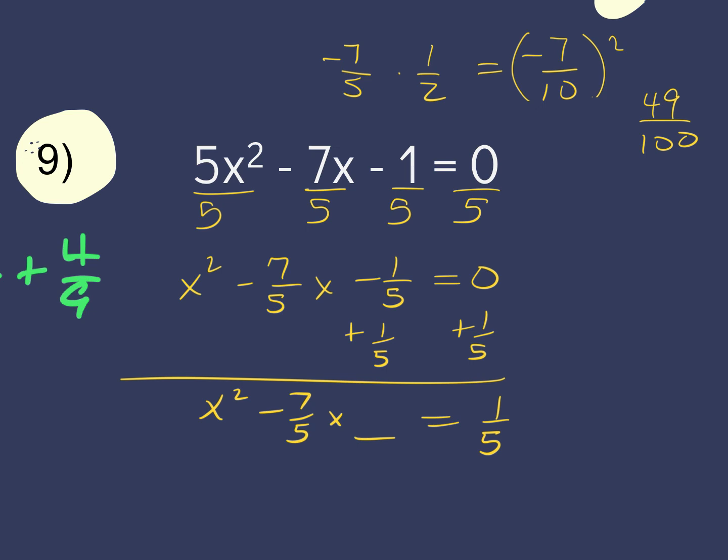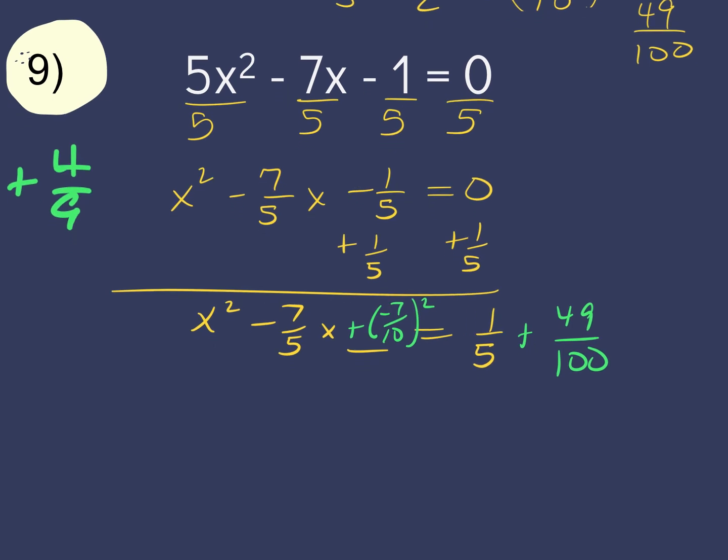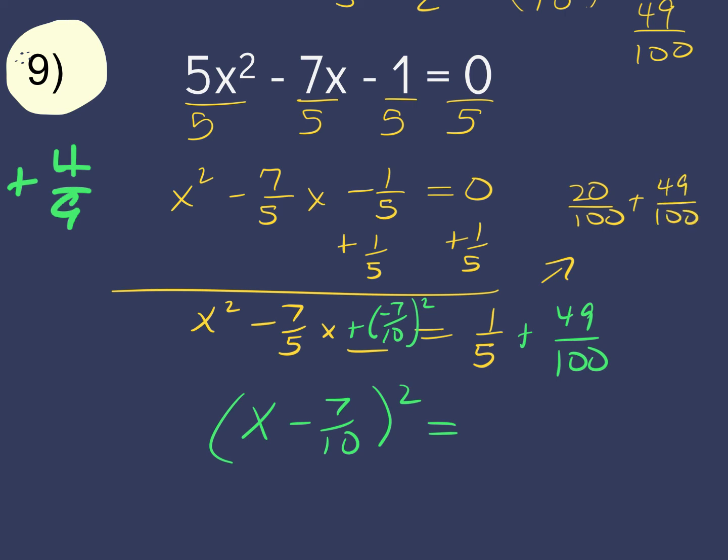Plus 49 over 100. So it's plus 7 over 10 squared... Oh, because the middle is minus. Whatever the sign is in the middle, that's the sign in the binomial. So minus 7 over 10 squared. Now we have to find a common denominator between 5 and 100, and it's going to be 100. So this 1/5 is going to turn into 20 over 100. I add that to the 49 over 100, and I get 69 over 100.